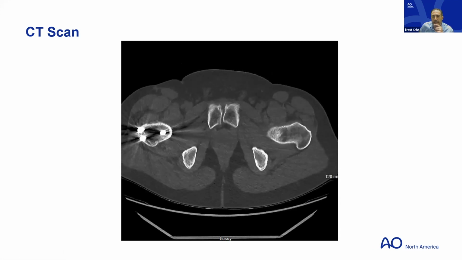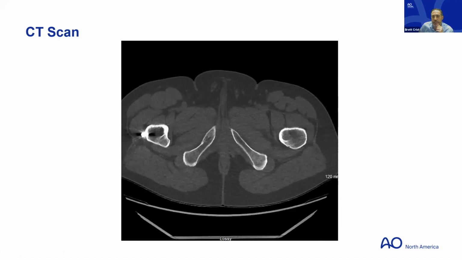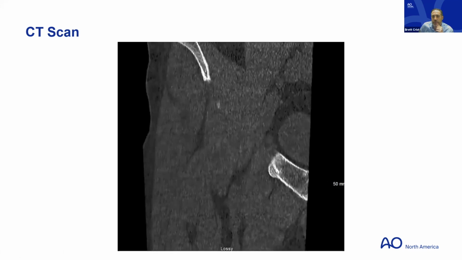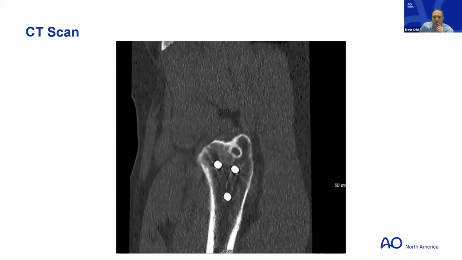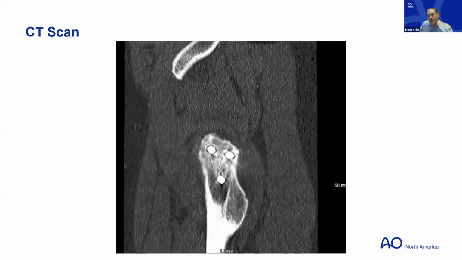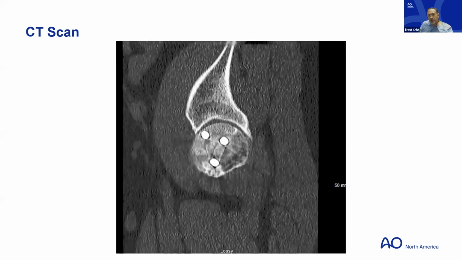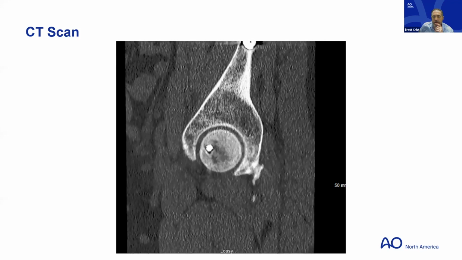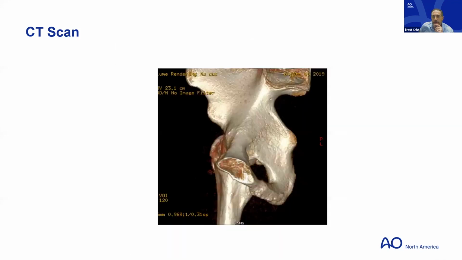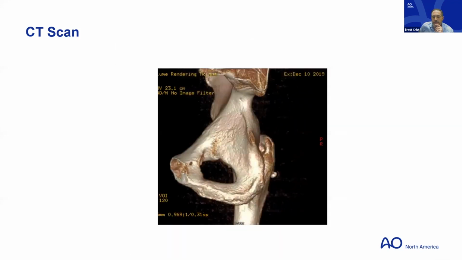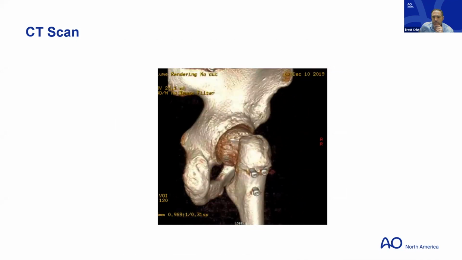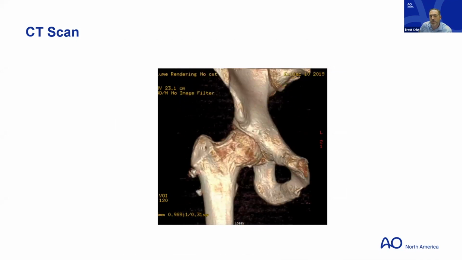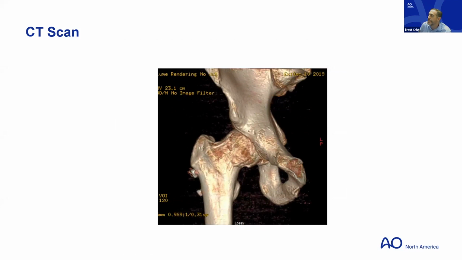And we'll do the axials and then the reconstructions here in a second. Here's the coronal plane, sagittal. So he shortened up a little bit and was in varus. And this is his 3D reconstruction. You can see at the lateral cortex, his screws had protruded some.